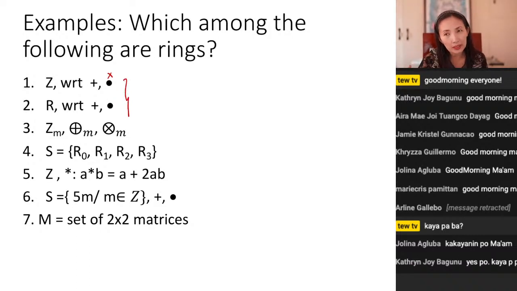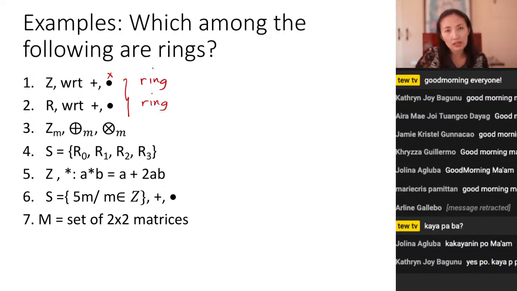Now, the succeeding properties. Number 6, is the set of integers closed with respect to multiplication? Yes, when you multiply any 2 integers, the result is an integer. So number 6, check. Number 7, is multiplication associative? Check. Associative property of the set of real numbers. And left and right distributivity, we have the property, right? So check. Which means that the first 2 are rings.